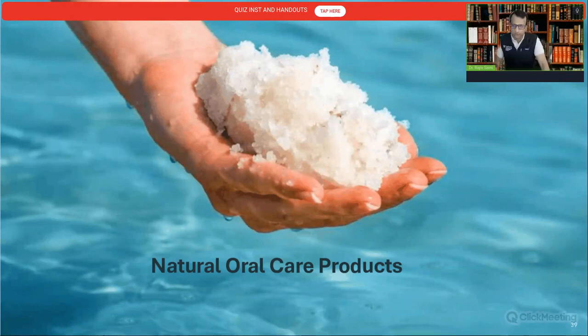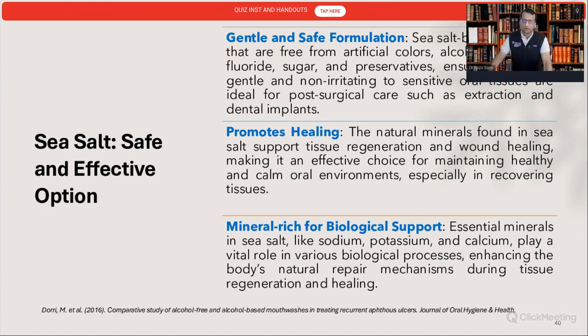Why sea salt? Sea salt existed even before human beings, because sea salt comes from the sea, the oceans, and these oceans existed even before human beings. There is a huge amount of data on why and how sea salt can be such a great oral care product, not only for cancer survivors but for anyone who wants great oral health without involving any alcohols and chemicals.